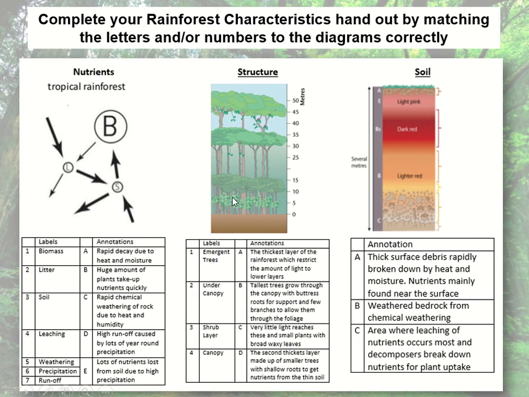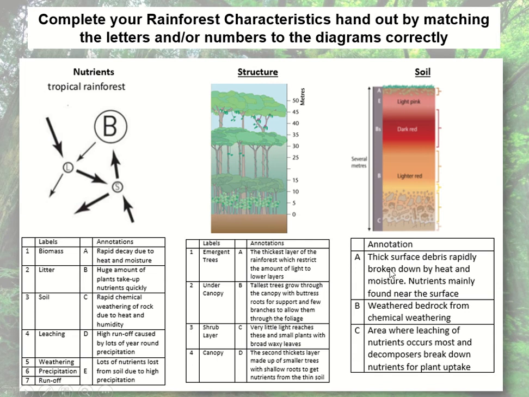Label the different layers, the 4 different layers of tropical rainforest structure: the emergent trees, the under canopy, the shrub layer, the canopy, not necessarily in that order, hint, hint, and annotations that describe what those layers are like. Okay, and again, not necessarily matching in the right order. And then finally, for the soil, there's just 3 annotations.